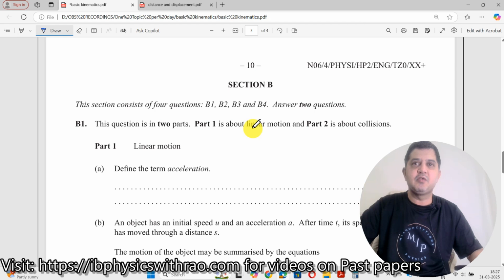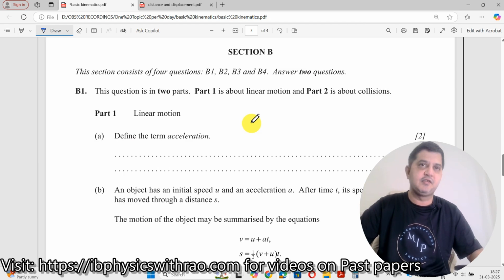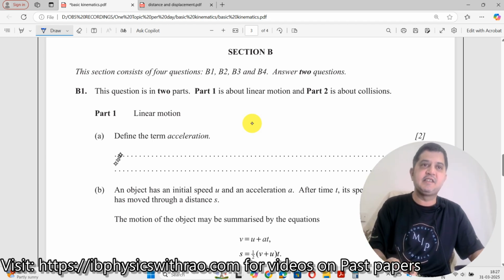Okay, now let us look at the next one. This is the 2006 November paper. This is the third question, once again on basic kinematics. So define the term acceleration. So what is acceleration? This was 2 marks.